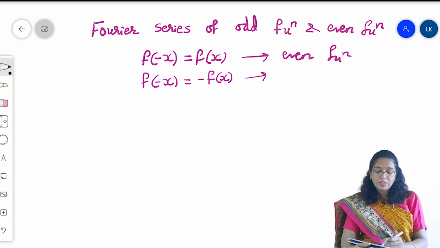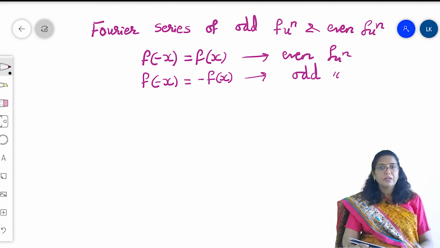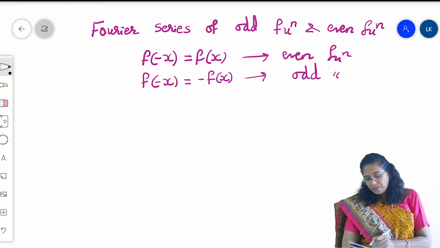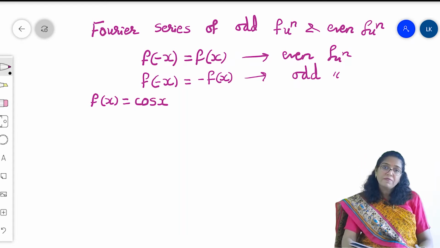An odd function: f of minus x is equal to minus f of x. A function f is said to be an odd function if f of minus x is equal to minus f of x. Now we want to see the graph of even function and odd function. First, let us see the graph of f of x is equal to cos x. We know that cos is an even function, but graphically, can we say directly it is an even function?